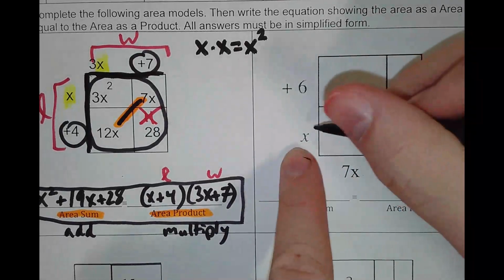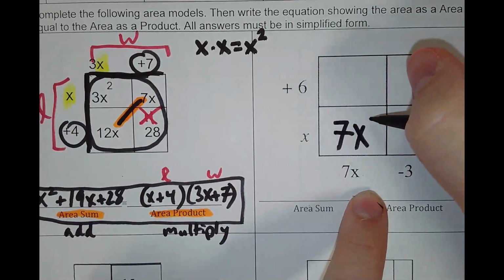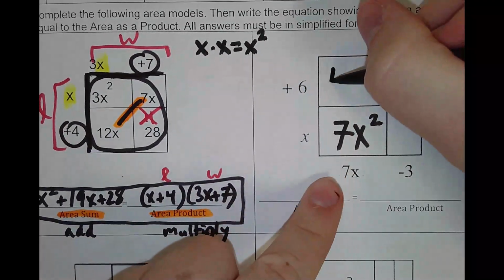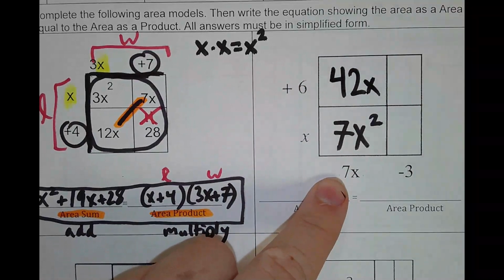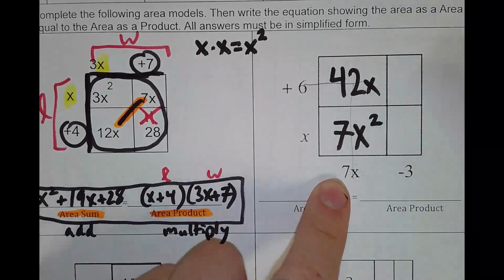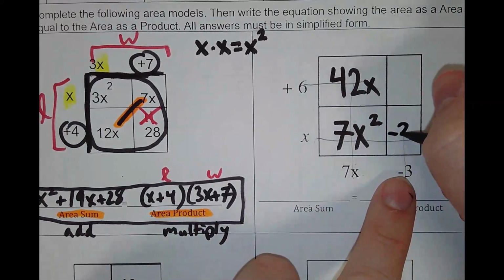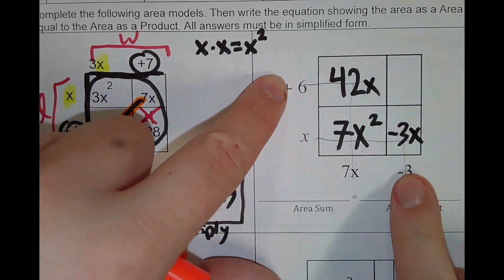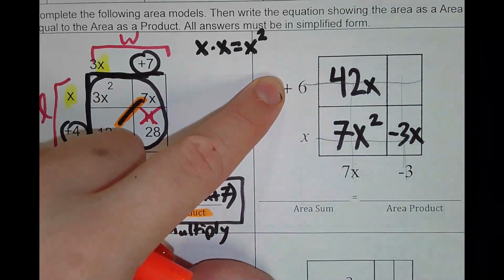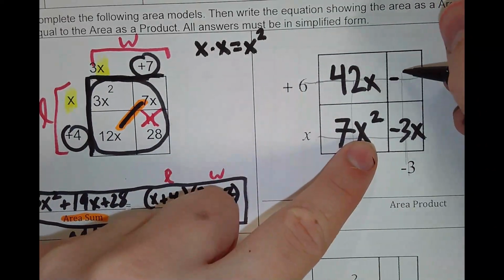So 7x times x, we're going to multiply this times this. That's going to be 7x squared. 6 times 7x, that happens to be 42x. Just notice we're only multiplying where these two cross. Multiplying where these two cross is going to give us negative 3x. And multiplying where these two cross, right there, is going to give us negative 18.